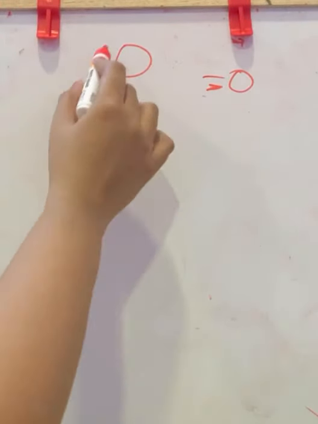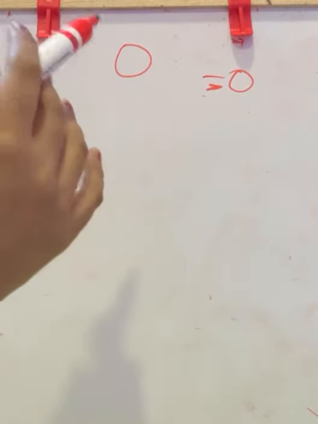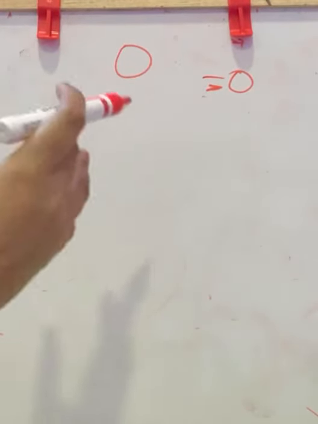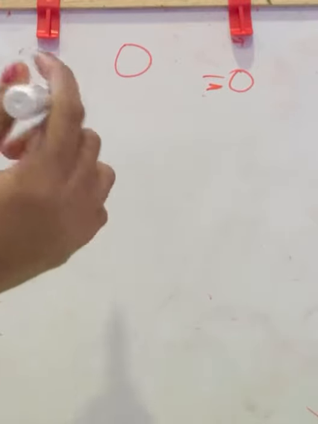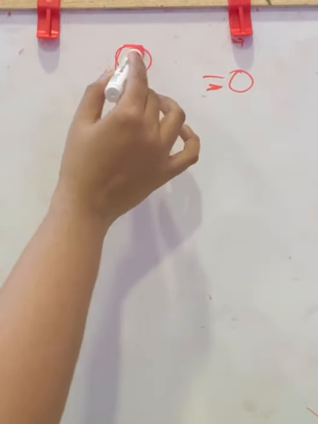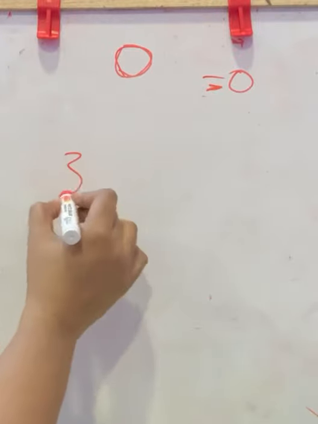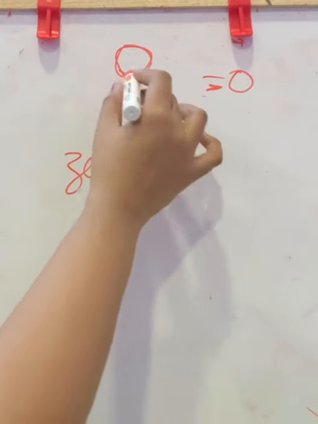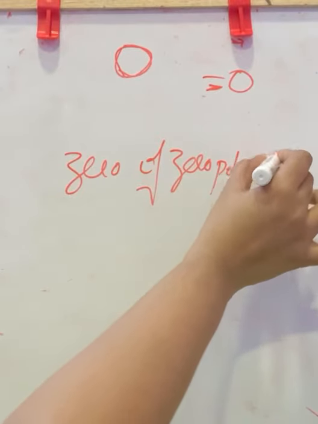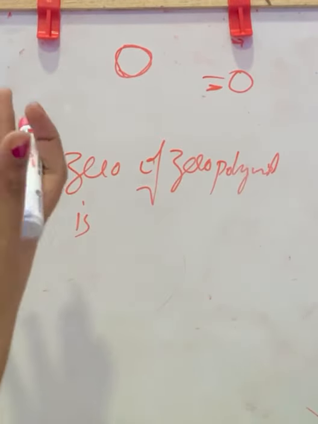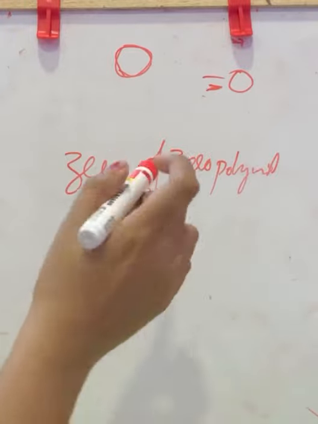So we can say the 0 of a 0 polynomial, 0 of means what value substituted to get the result 0. Now 0 polynomial means simply 0. So 0 of 0 polynomial is what? We can substitute any real number.